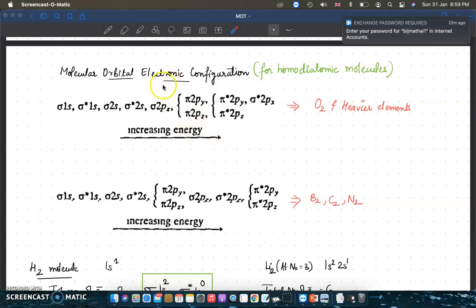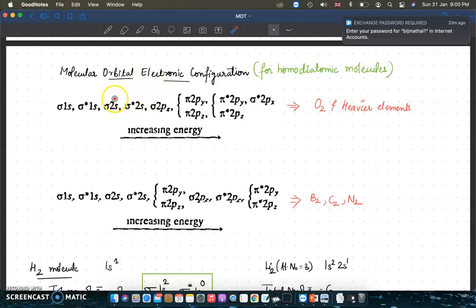Hello everyone. So let us look into the molecular orbital electronic configuration again. Like the electronic configuration we write for atomic orbitals, we can write electronic configurations for molecular orbitals. In the previous video we talked about how, in the case of H2, 1s atomic orbitals combine to give two sets of molecular orbitals. One was a bonding molecular orbital and another was an anti-bonding molecular orbital.